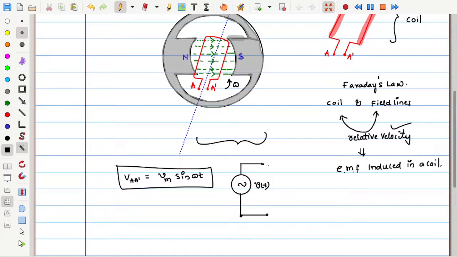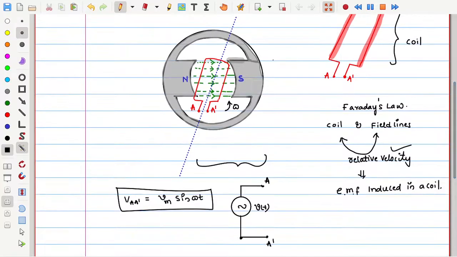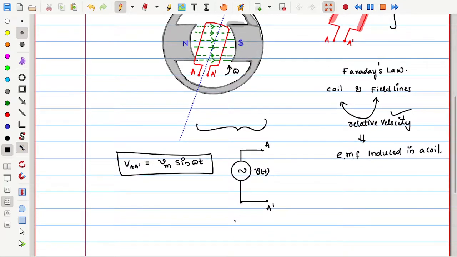We call this a single phase voltage, where one phase means one coil. One side of the terminal is A and the other side is A dash. Inside this circle is the entire magnetic system, inside which this coil also sits. Every time we cannot represent this entire system, so instead we simply represent the single phase source like this.